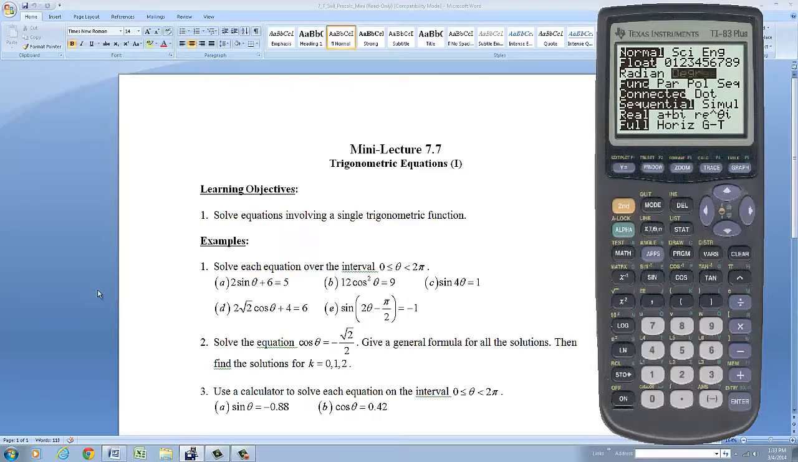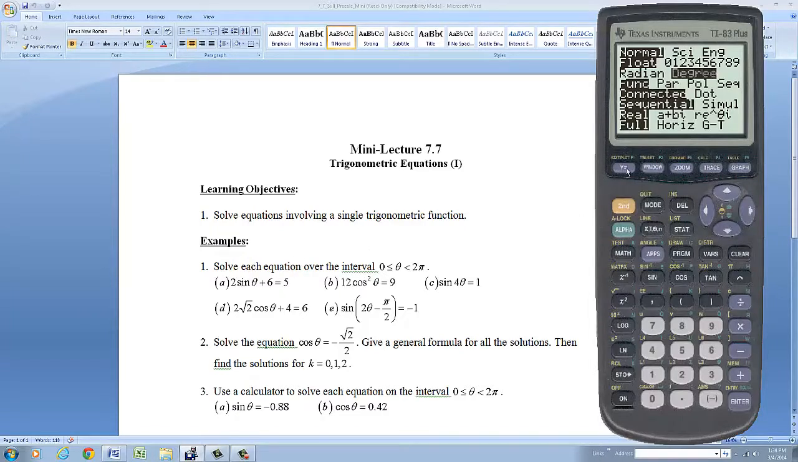So now I'm going to look at this first equation: 2 sine theta plus 6 is equal to 5. I'm going to find the solutions to these equations using the graph of the function f of x equal to 0, similar to what I did in the last video with logarithmic and exponential equations. So if I bring this 5 over to this side, this reads 2 sine theta plus 1 is equal to 0. So I'm going to graph that function there.